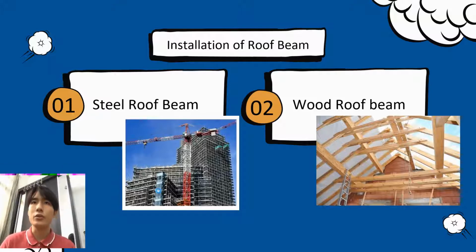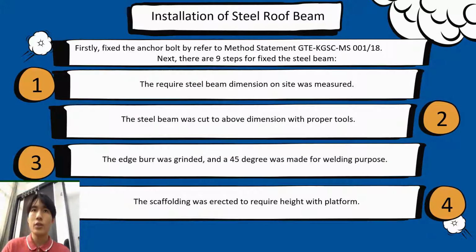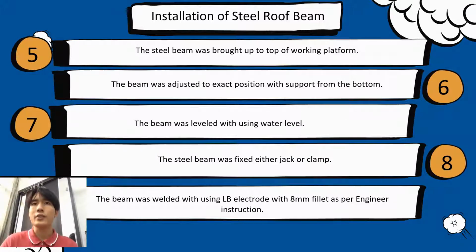Let's turn the limelight to the installation method of the steel and wood roof beam. Steel beam is required to be cut to size, then trucked to the site location. The edges of the steel beam need to be ground to 45 degrees, which eases welding. The beam is then brought and adjusted to the exact position through the support, and then the beam is leveled. The steel beam shall be fixed either using a jack or clamp and welded with the aid of an LB electrode with 8mm fillet.